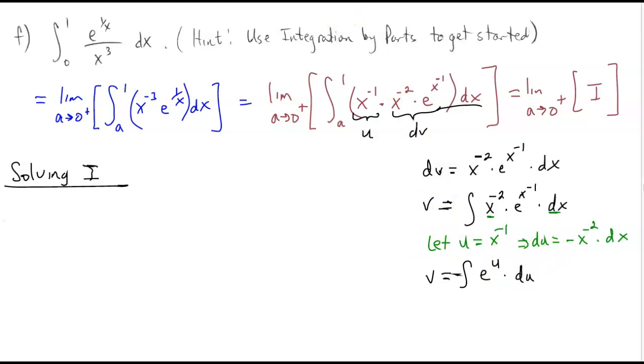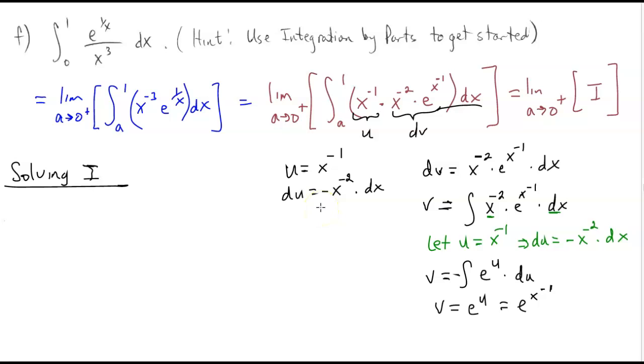Okay. Now, of course, in doing that, that makes life easy for us, because we know that the antiderivative of e to the u is just e to the u. So that's just going to be e to the u. And since u was x raised to the negative 1, we'll just keep it that way. Okay. So that is what our v is. For our u, we have x raised to the negative 1. So that means du is going to be a minus x raised to the negative 2 dx.